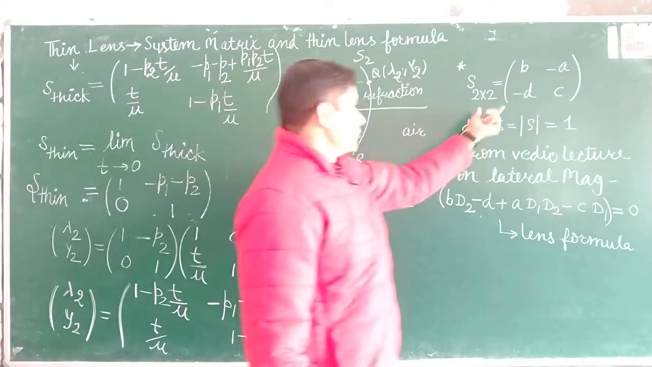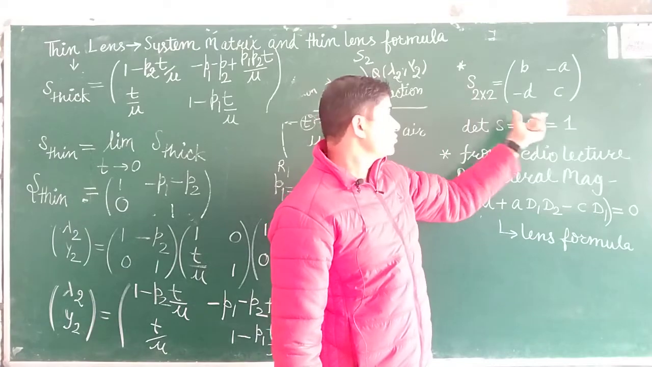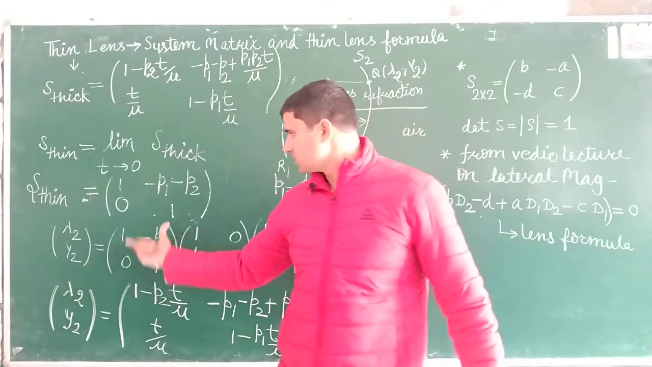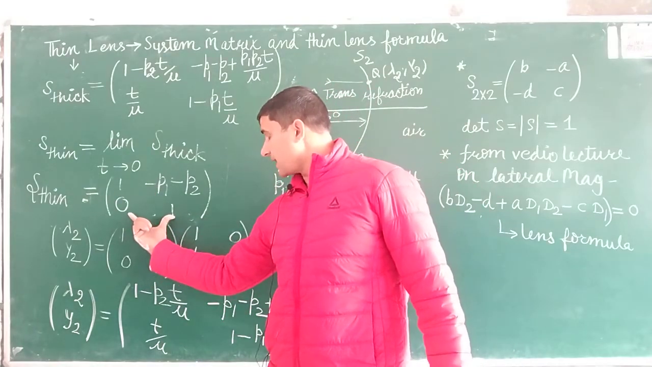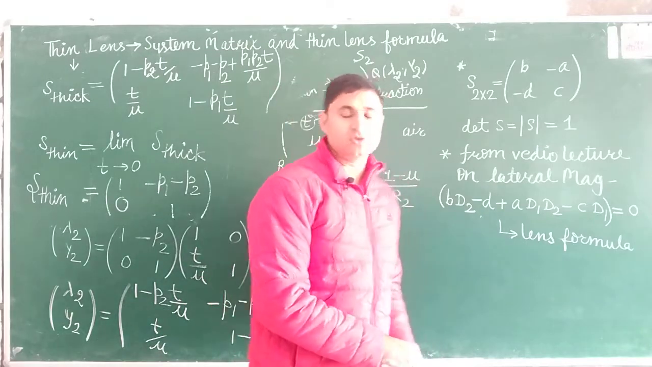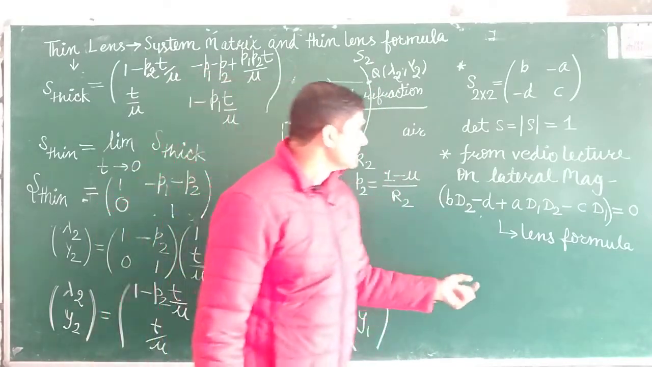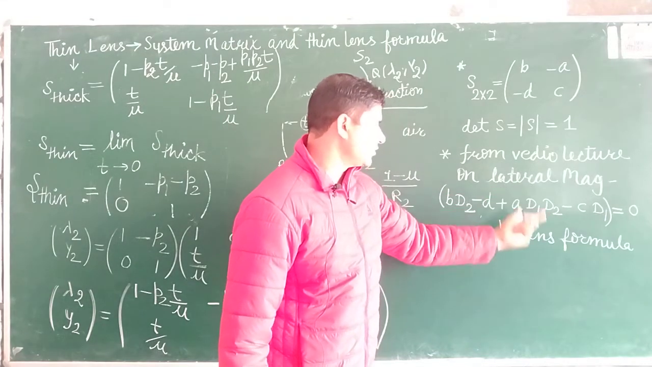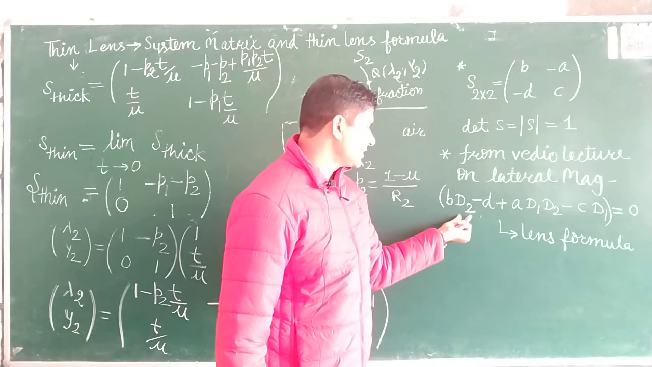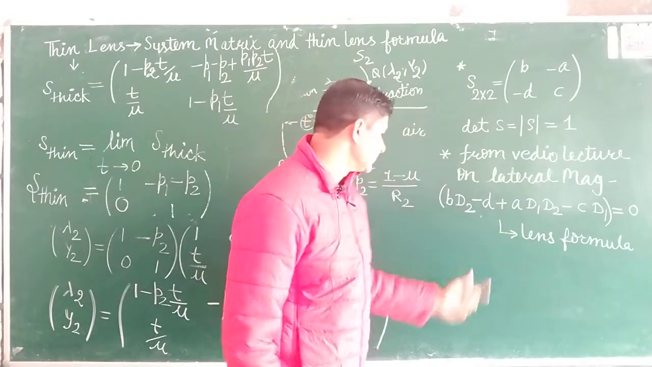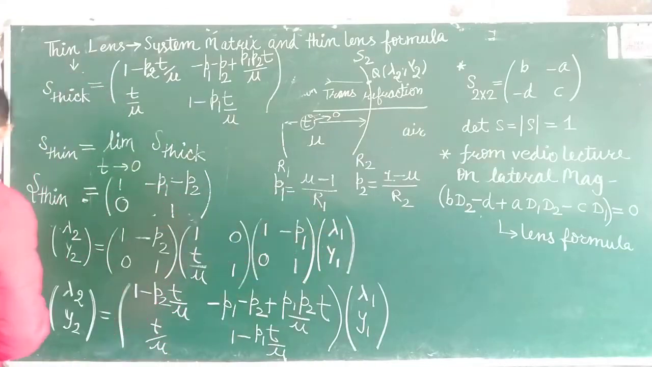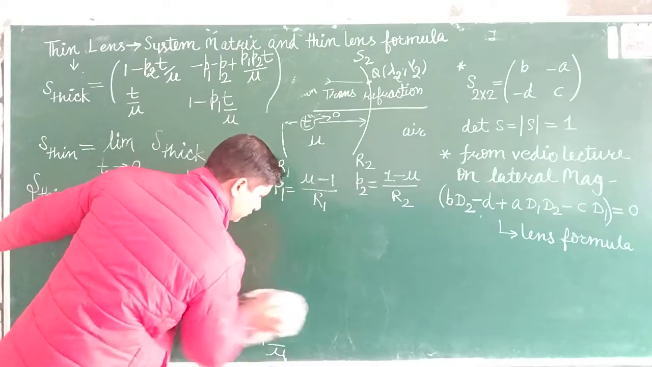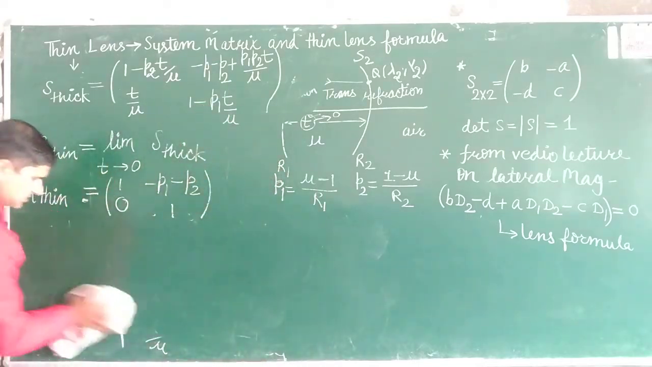Now you see, the system matrix is a 2 cross 2 matrix. If this is the system matrix and you compare it with the elements of the system matrix of thin lens, then you will get the values of A, B, C. And from this lecture you have seen the relation between D1 and D2. So from here you will get the lens formula. So this is our next task. So now we will find the lens formula.